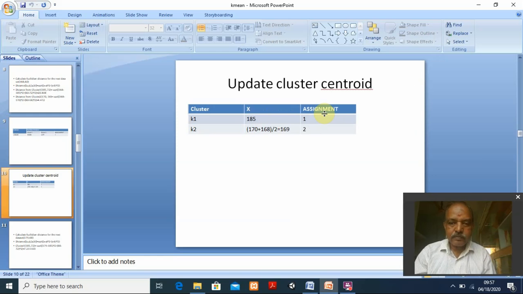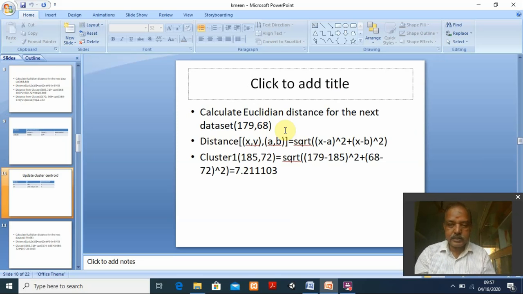Again we have updated all the things, the first one, the second one, then we have gone for the average of that one. First one was 185, second one was 170. This average is 169.